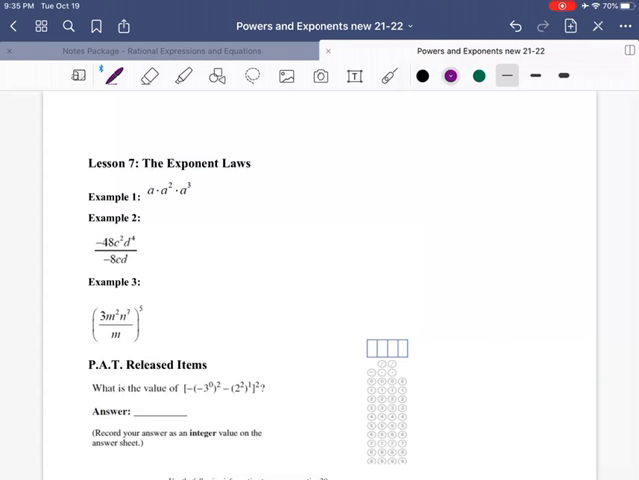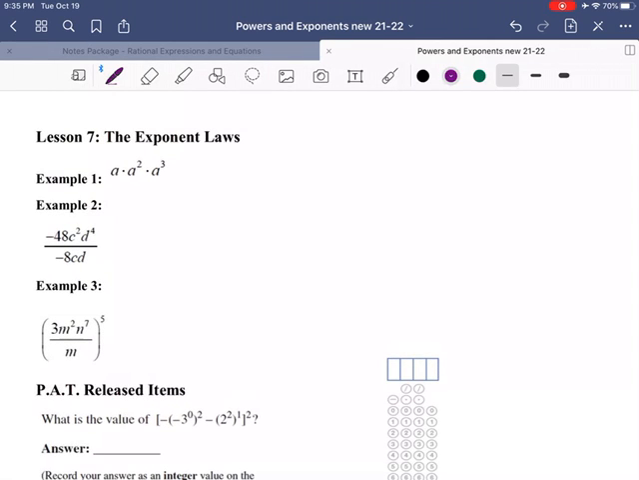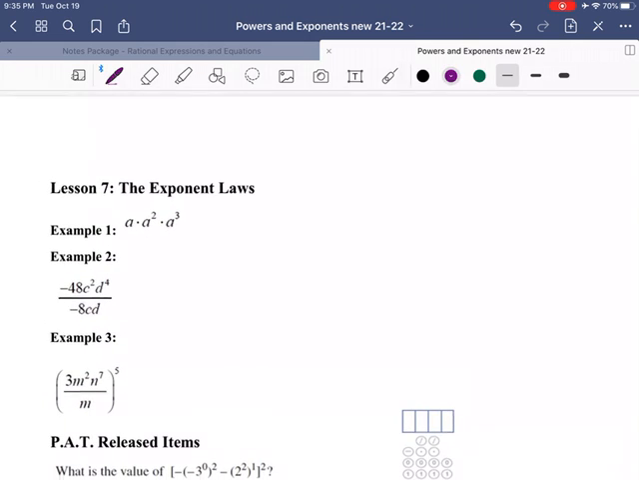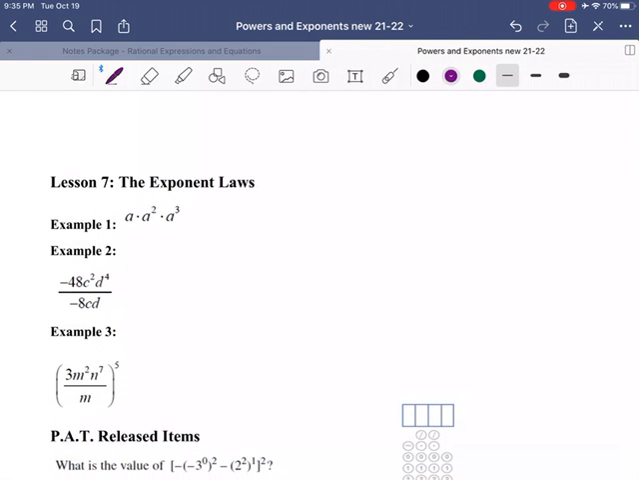All right, a quick video on lesson 7. There's no new information here, but you're going to be combining all the different laws that we've done. So you need to look at lessons 6, 5, 4, 3, and figure out the exponent laws that we're doing.